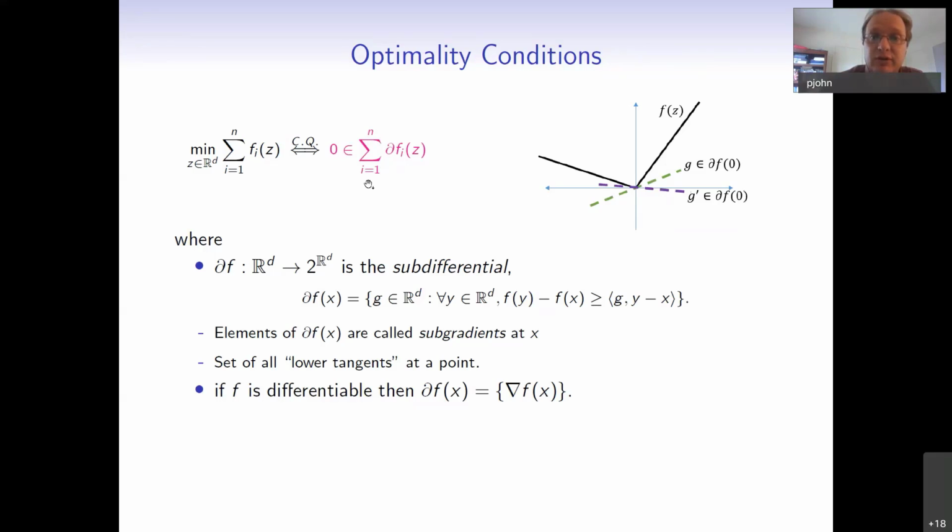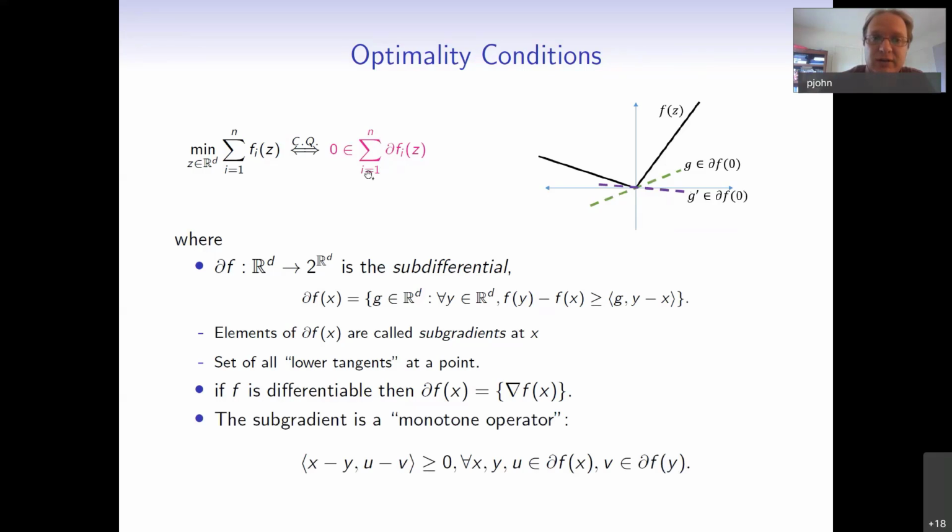Really, projective splitting is aimed at solving this pink problem. This is called a monotone inclusion because the subgradient or sub-differential is a monotone operator, which means it satisfies this property. If I take 2 inputs, x and y, and look at the inner product between x minus y and the outputs u and v, the subgradients, then that's always positive. This is what's called a monotone inclusion problem.